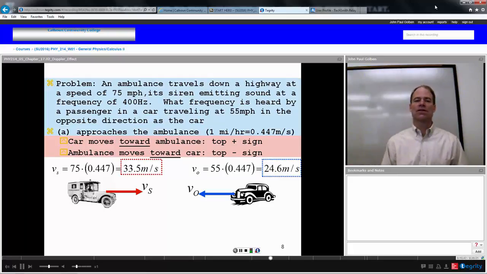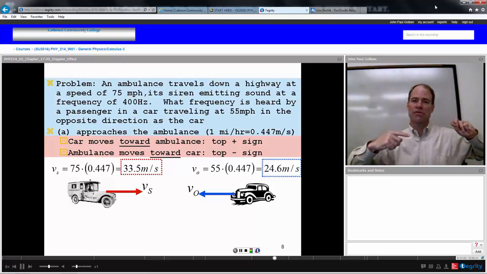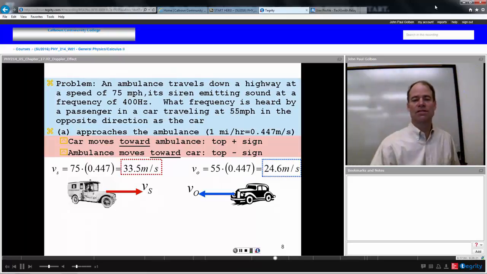So the observer is moving toward, I'm going to use the top plus sign in the numerator for the observer. The ambulance is somewhere over here, and it's moving toward the observer. Somewhere over here is the observer. The ambulance is moving in that direction. So the ambulance is also moving toward, I'm going to use the top minus sign for the source.